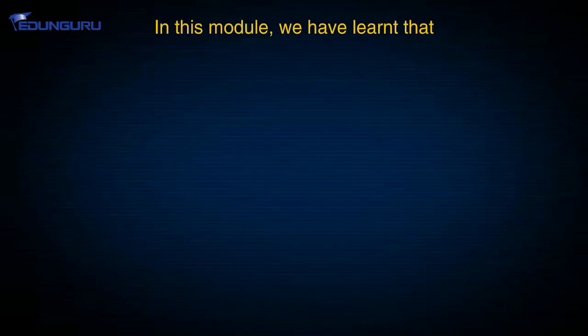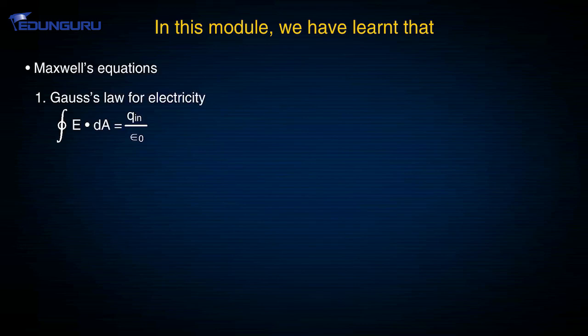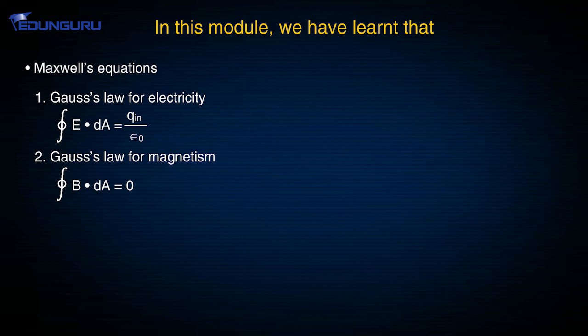In this module, we have learned about Maxwell's equations. First, Gauss's law of electricity: closed surface integral of E dot dA is equal to charge inside upon epsilon naught. Second, Gauss's law for magnetism: closed surface integral of B dot dA is equal to 0. Third, Faraday's law: line integral of E dot dl is equal to minus d phi B upon dt.